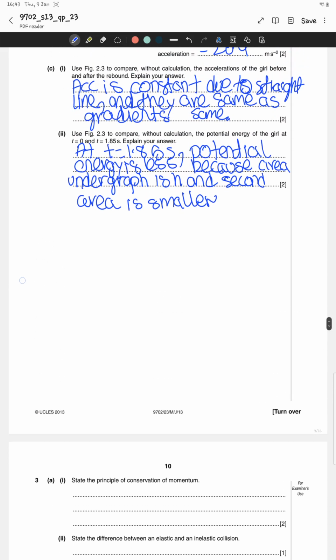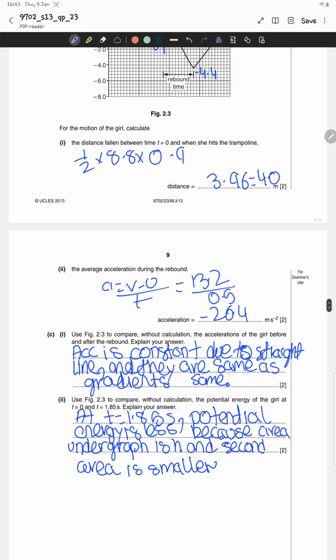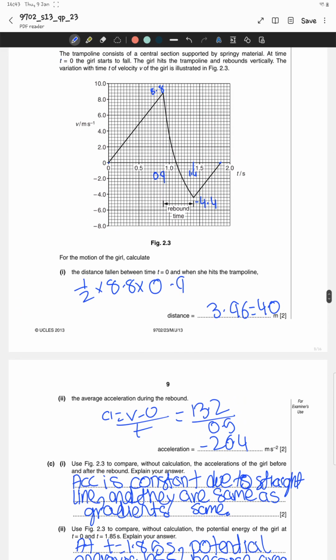Okay. By the way, you can also do the same thing with kinetic energy instead of potential. The first time she was dropping down, the potential energy that is lost will be equal to kinetic energy. And obviously she reaches a lot higher kinetic energy because her speed is a lot more. Whereas in this, the kinetic energy she gains is a lot less. So that means her potential energy is a lot less because the loss in potential energy is less.